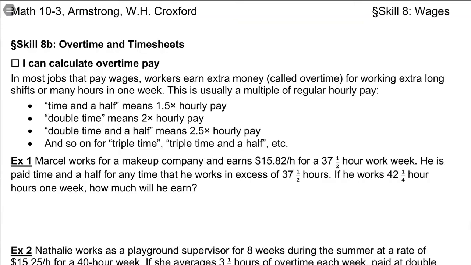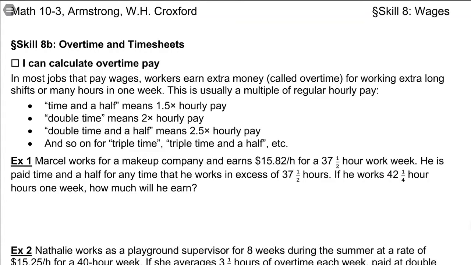So let's see how this works with an example. Marcel works for a makeup company and earns $15.82 an hour for a 37.5-hour work week. So that's a typical 7.5 hours a day, 5 days a week. 37.5 hours ends up being your weekly number of hours. So he's paid time and a half for any time he works in excess of those 37.5 hours. If he works for 42.25 hours 1 week, how much will he earn?